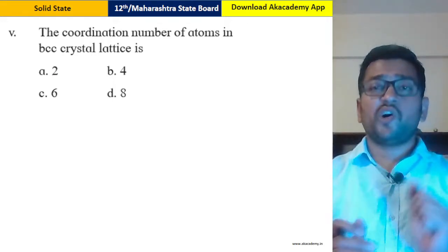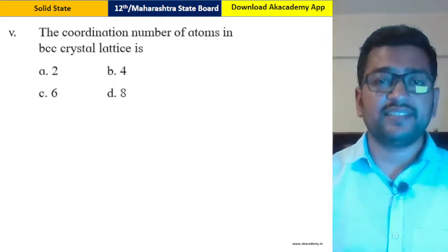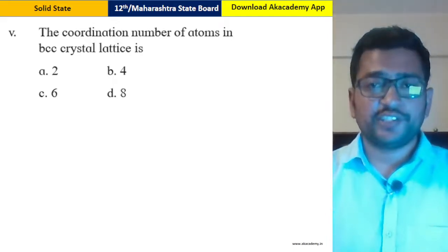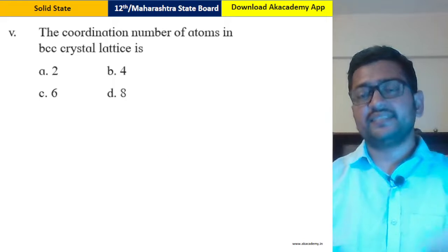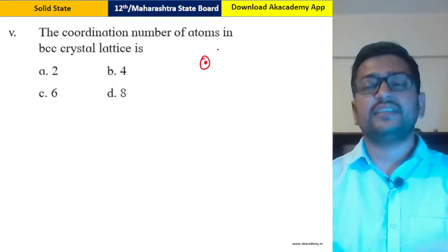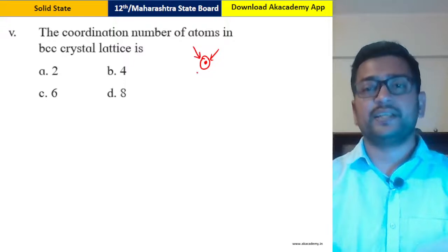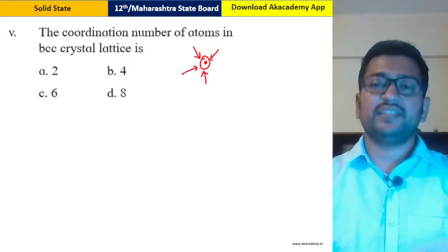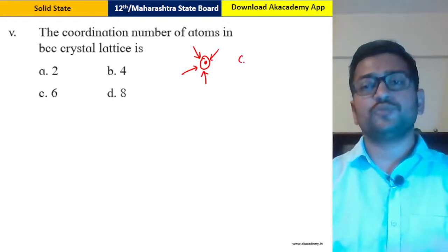They are asking, the coordination number of atoms in BCC crystal lattice is. So how do we find coordination number? Basically, coordination number of any atom means how many more atoms that atom is in touch with. Suppose this particular atom is in contact with four more atoms, then the coordination number will be 4.